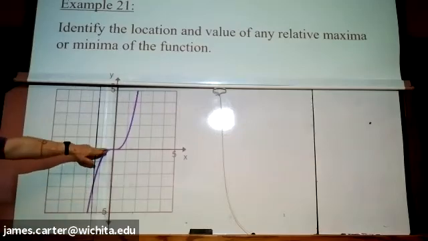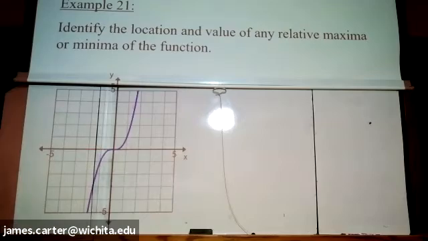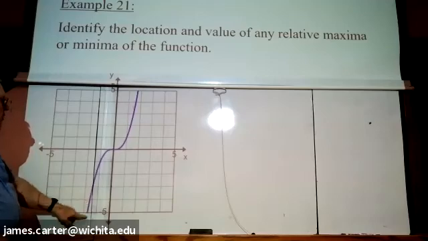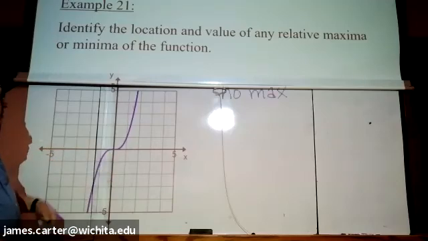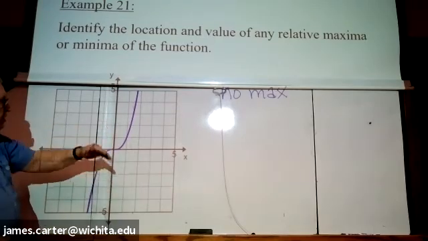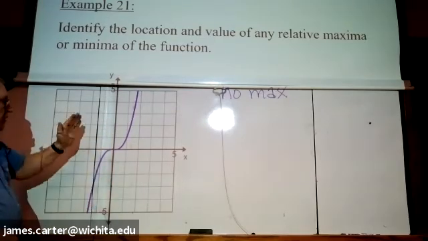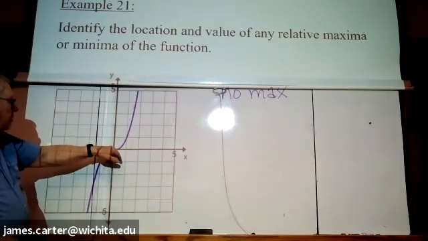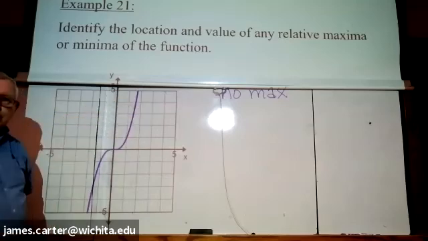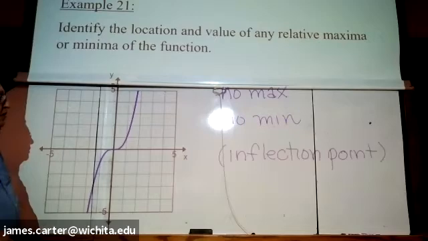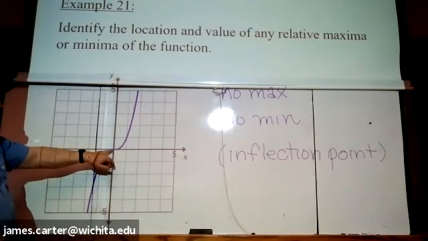Okay, this is an x cubed graph, y equal x cubed. This continues forever, this continues forever. In this case, there is no maximum because there is no turning point where it changes direction from increasing to decreasing. Here it's just, although it passes through the point 0, 0, it doesn't change the direction. And there is also no minimum in this one for the same reason. This is just called an inflection point.